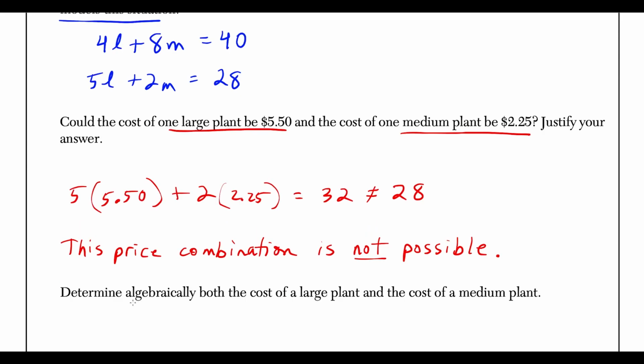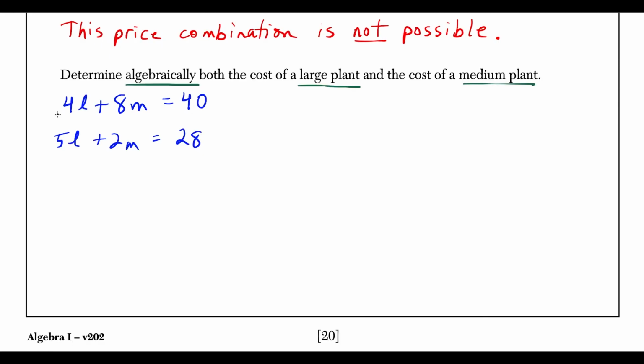So now for the last part of this, we're going to determine algebraically both the cost of a large plant and a medium plant. So I want to solve this system by elimination. And notice the top, everything is divisible by 4. But when you're doing elimination, you want to have matching coefficients, but you want them to be opposite. So this top equation, I would multiply by -1/4, which is the same thing as dividing by -4. And watch what that does.